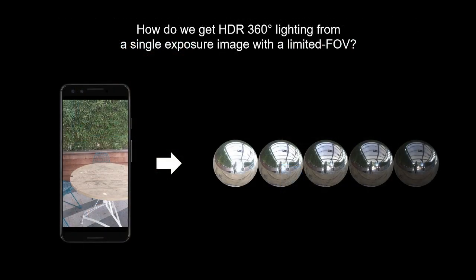So then the question really boils down to, how do we get high dynamic range 360 lighting from a single exposure image with a limited field of view? Now, because so little information is actually available and our problem is massively under-constrained, it's a good candidate for a solution via machine learning.